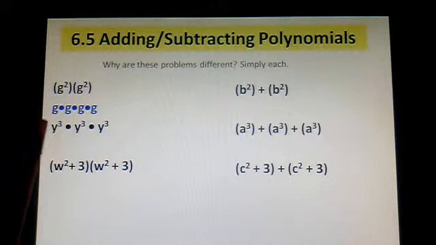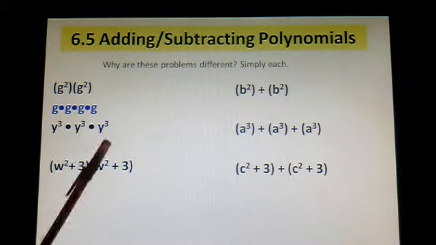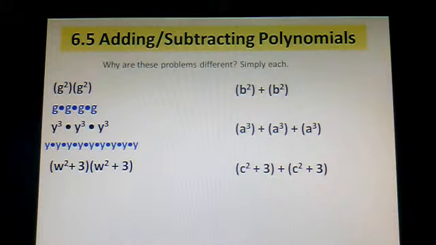Same thing on this one here. This is really y times y times y times y times y times y times y times y times y, or really, a long way of writing it. It's really just y to the 9th.